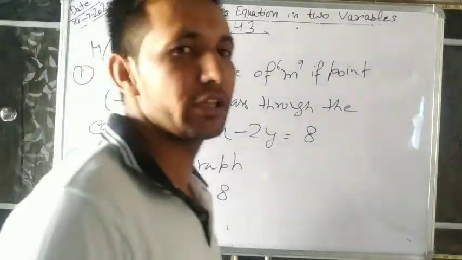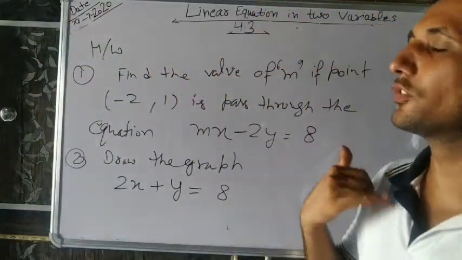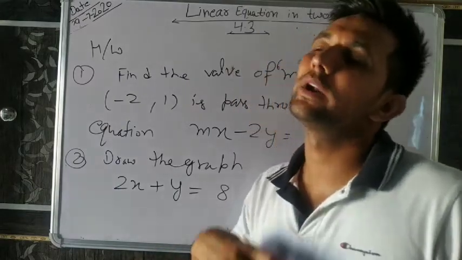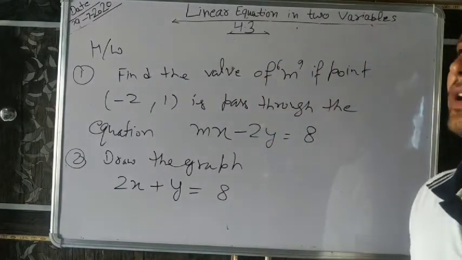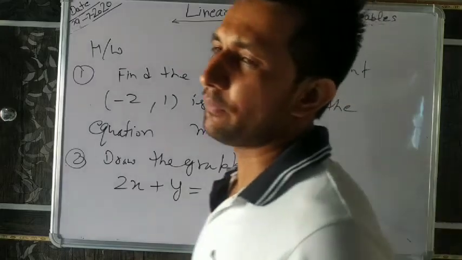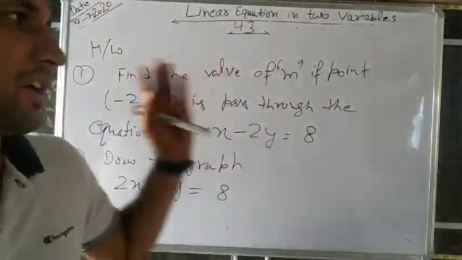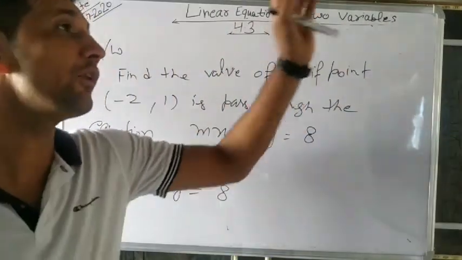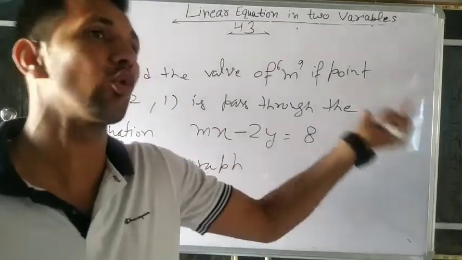So I think everyone understands what is the solution of the linear equation, what is the graph of the linear equation, and what is the meaning. The graph of the linear equation is always a straight line, and every point on the line is a solution of this equation.